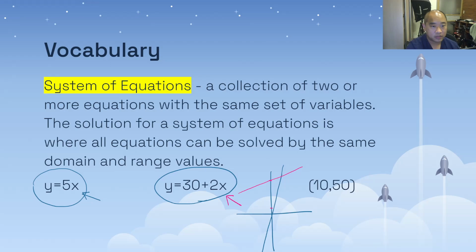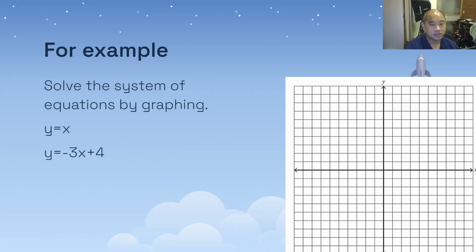There is a point that the two lines cross, and that is where the solution is the same, right? And that is 10, 50 in this example. If we put 10 into x for both of these, y will be 50 for both of them. And so this coordinate is true for both of these equations, and that is the solution for the system of equations. Okay? All right, so let's take a look at an example.